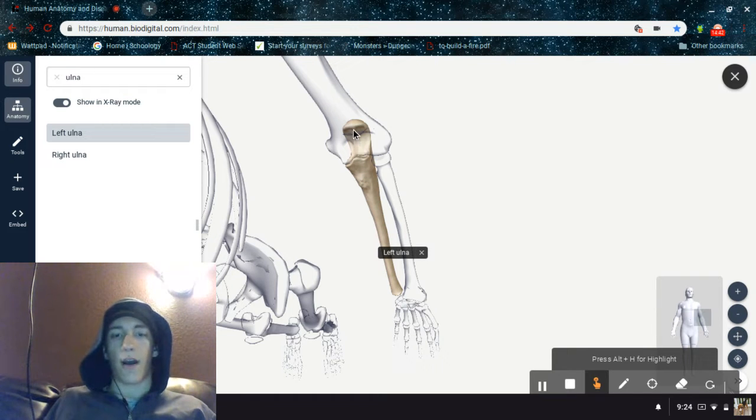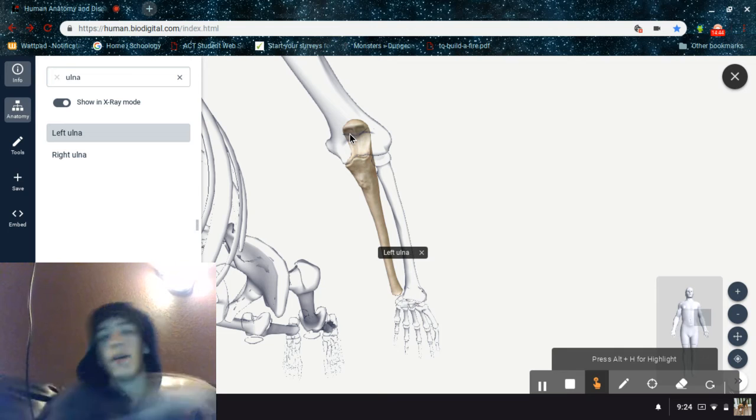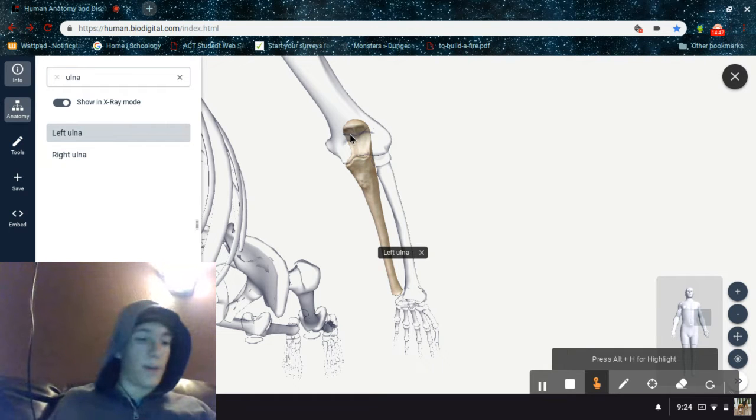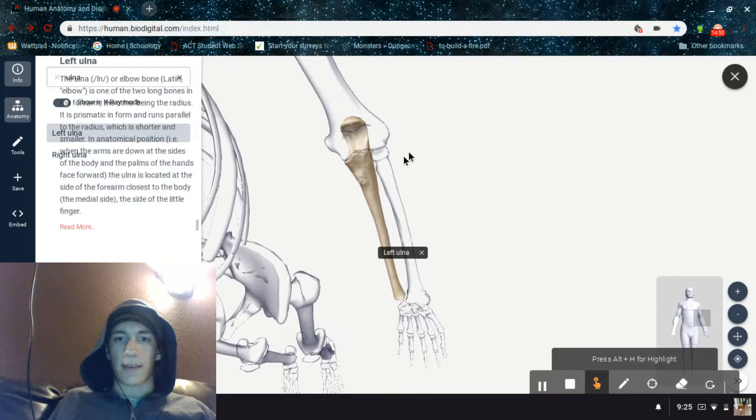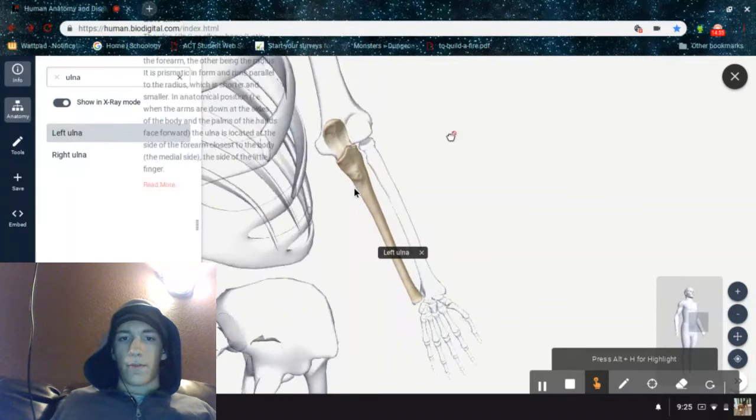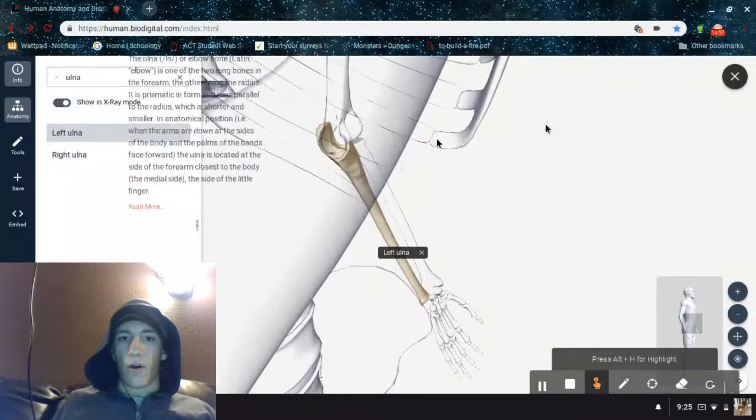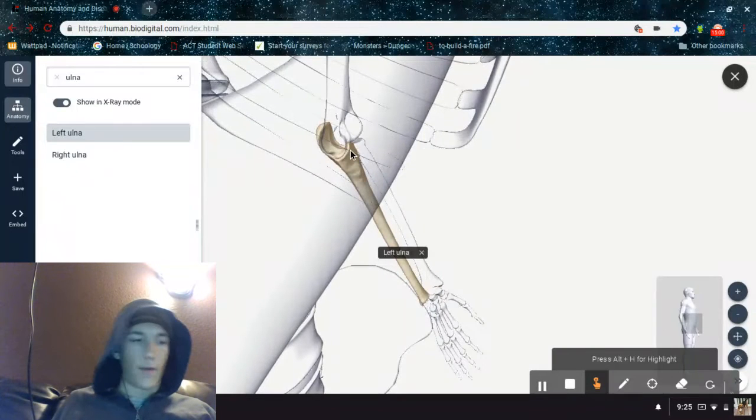That's on the back over there. That's your olecranon fossa. It's on your elbow. So then we have the coronoid, and then we have a couple of processes here. We have the olecranon process and the coronoid process.